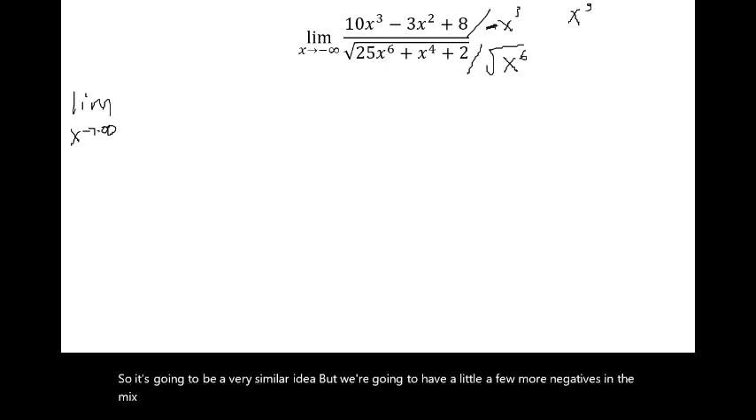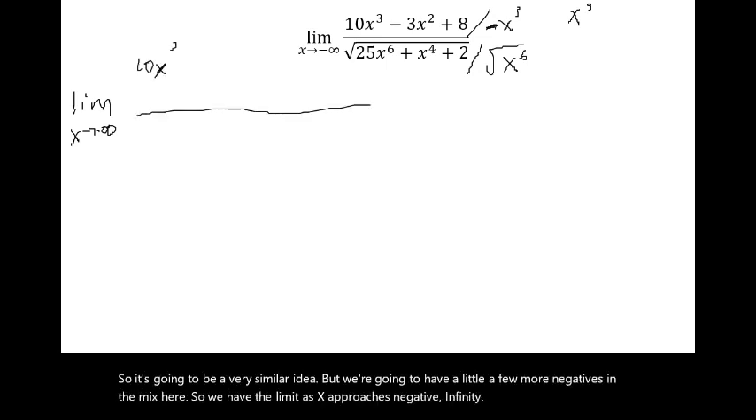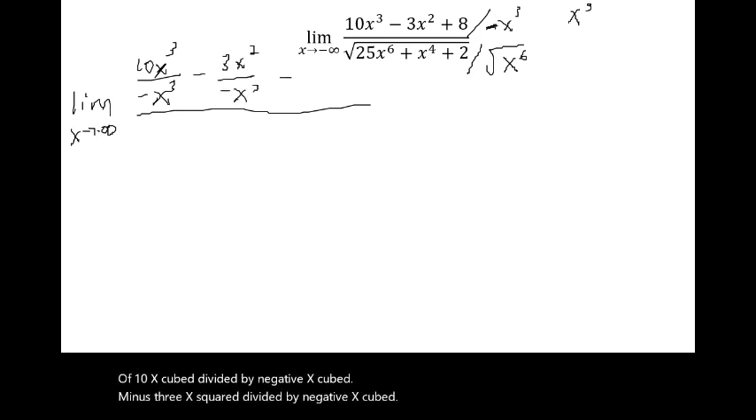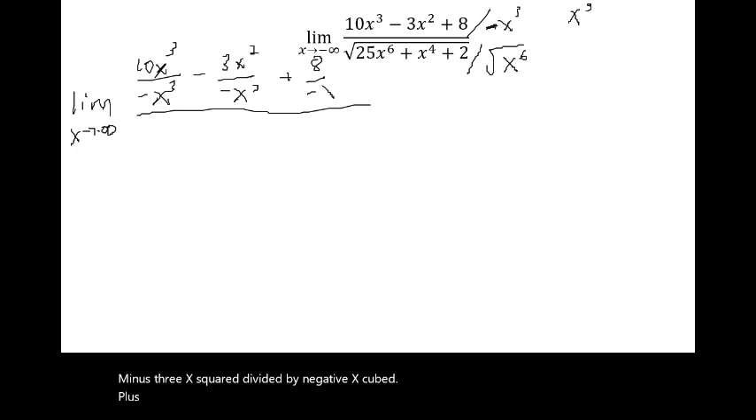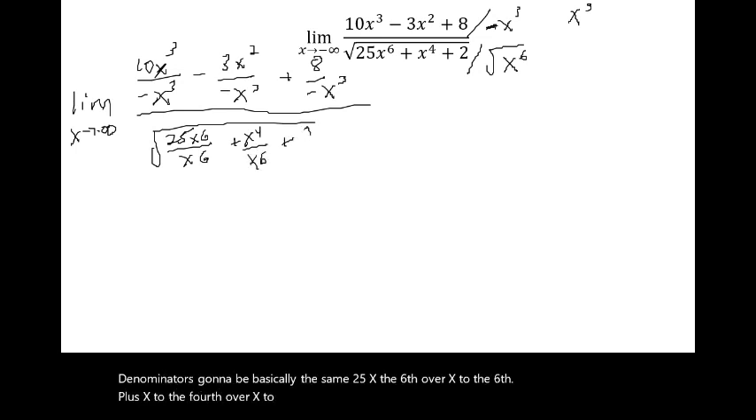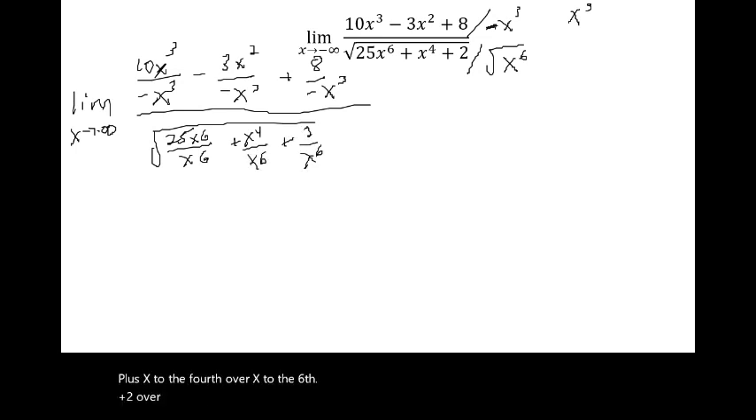So we have the limit as x approaches negative infinity of 10x cubed divided by negative x cubed minus 3x squared divided by negative x cubed plus 8 over negative x cubed. Then divided by, denominator is going to be basically the same, 25x to the 6th over x to the 6th plus x to the 4th over x to the 6th plus 2 over x to the 6th.